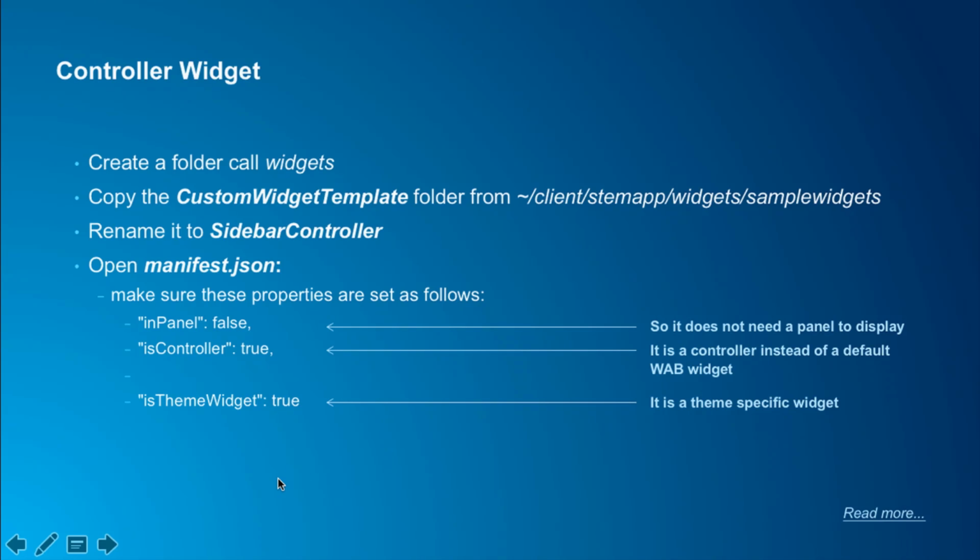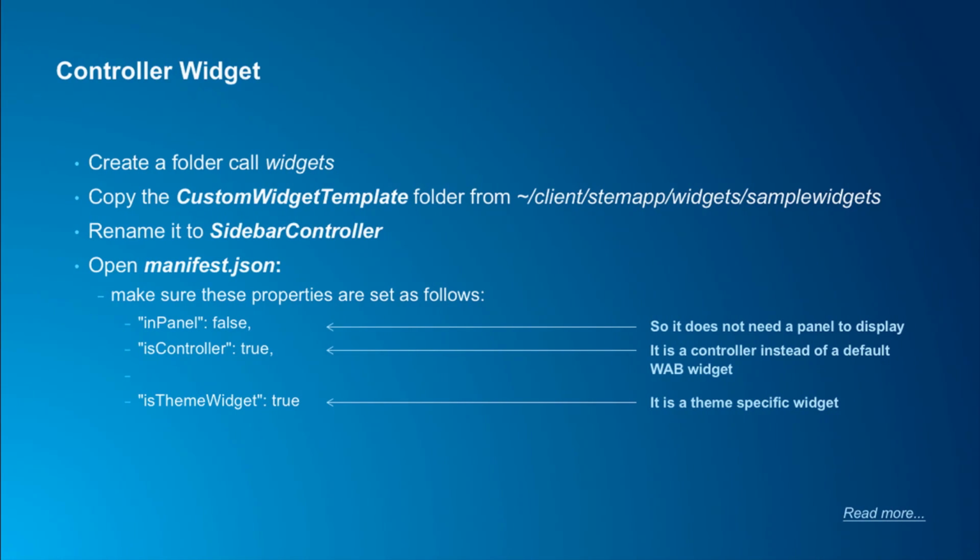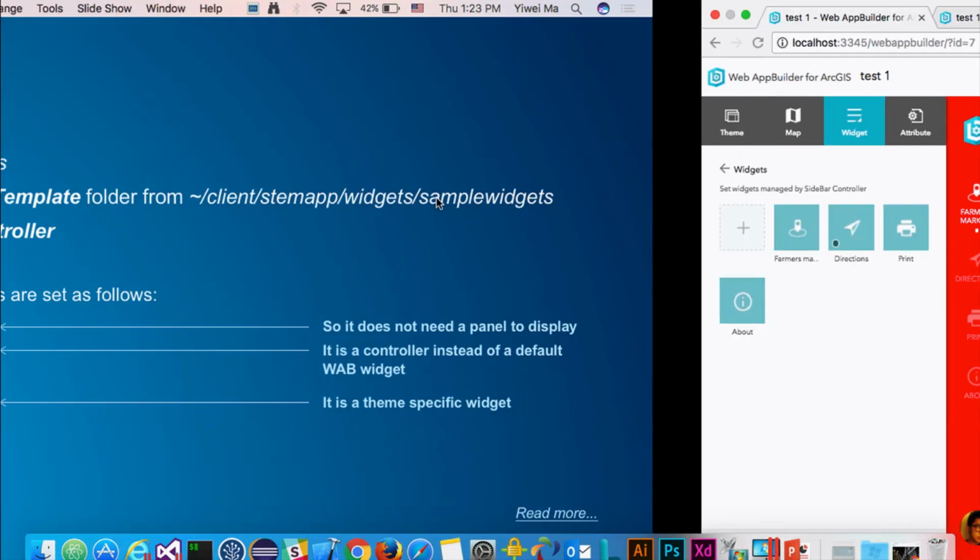And for our demo, let's rename it to sidebar controller. The next step is to modify the manifest.json for this widget. Let me show the source code.